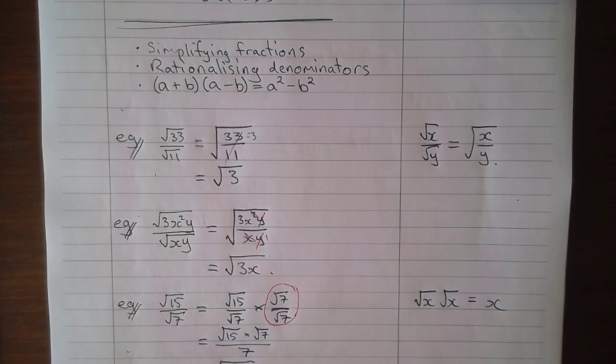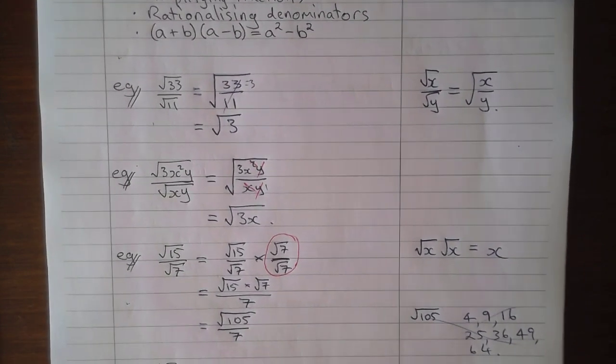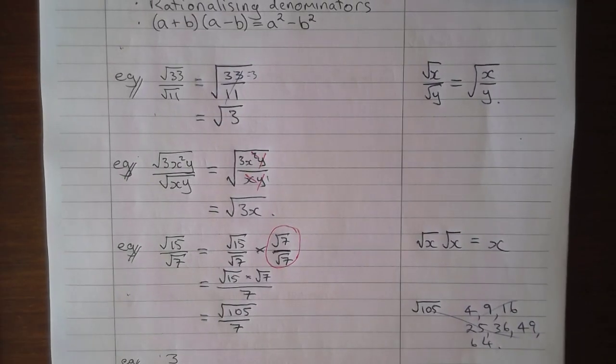Now I guess to finish that off, we should check that the square root of 105 doesn't have any perfect squares in it. 4 doesn't divide into that. Neither does 9. Neither does 16. Not 25. And not 36. Not 49. And certainly not 64. We don't need to go any further. So we don't need to worry about that. That square root of 105 is our simplest form.